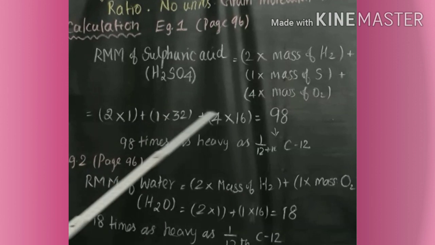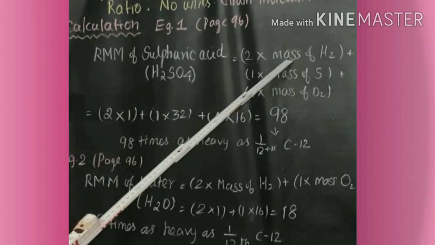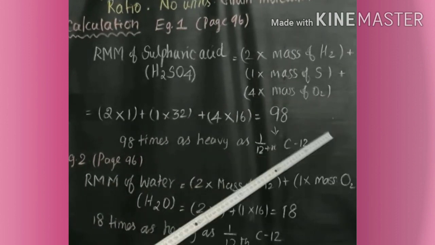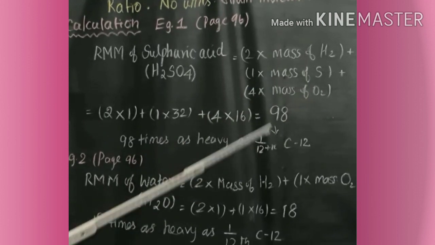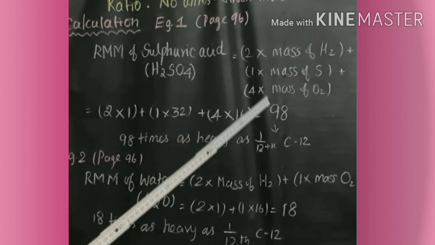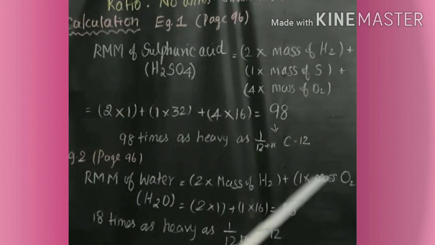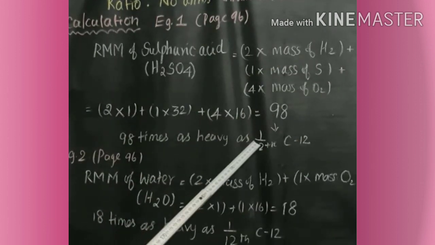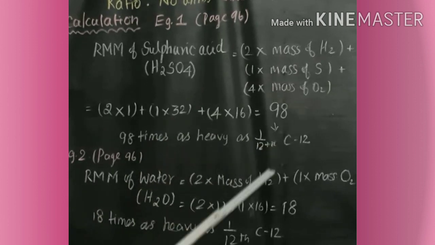Girls, you may have the doubt how we find the mass of hydrogen, sulfur and oxygen, or if some other substances are given, then how will you find the masses? All these things are given in your periodic table. In the periodic table, both atomic number and mass number are given.